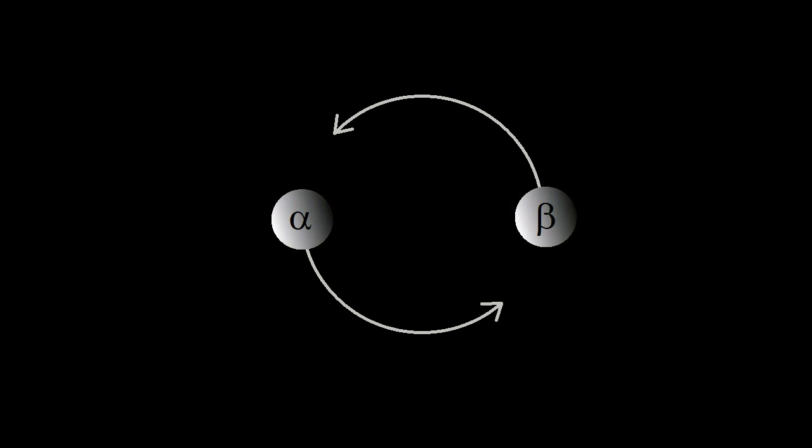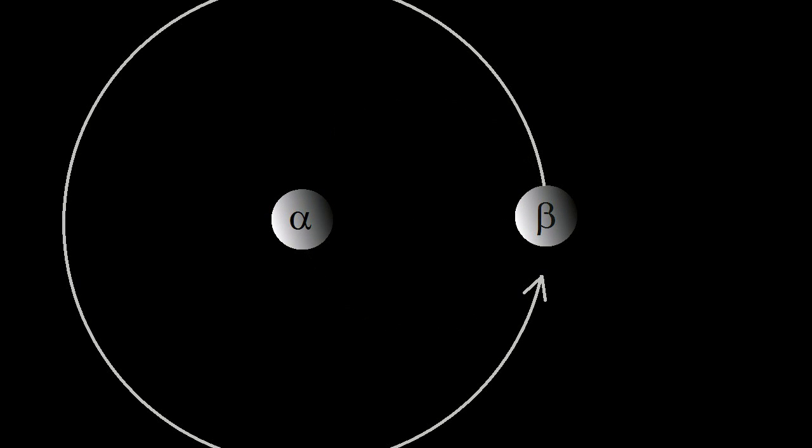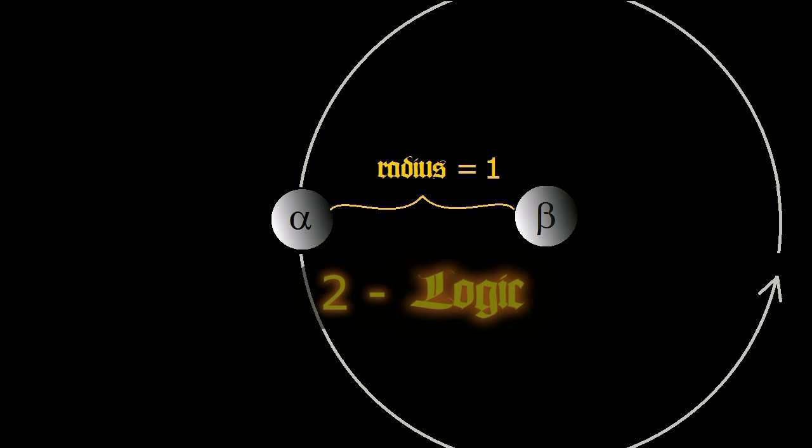Consider two objects, A and B, rotating around each other. From A's point of view, B is orbiting around it, and from B's point of view, A is the one orbiting. The radius of the perceived orbits of A and B, each around the other, is here 1 unit. This is an example of 2 logic as applied to rotation.